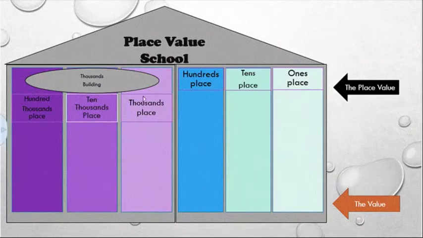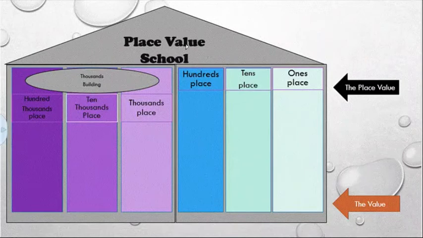To understand the meaning of place value, we need to use this school. Inside this school we have two buildings. The first building is for lower grades and the second building is for the higher grades. Let's go back to the first building and see what is inside the lower grades building. Here we have the ones place, after it the tens place, and after it the hundreds place. I'm sure that you remember these place values or these classes.